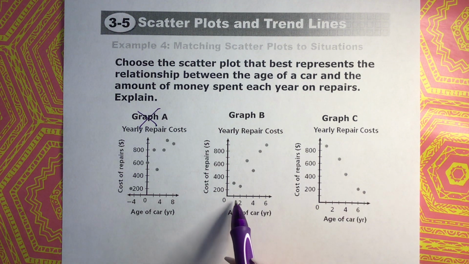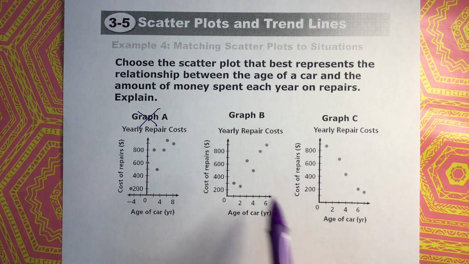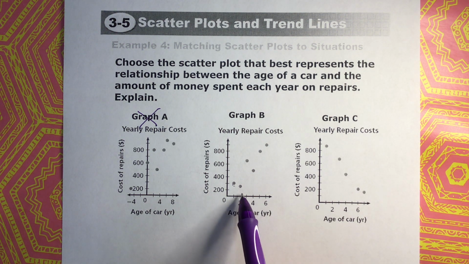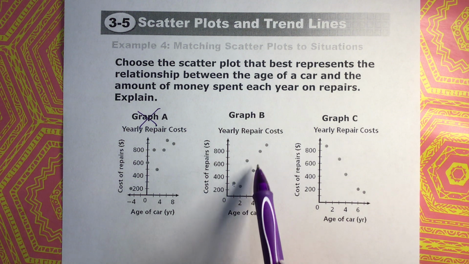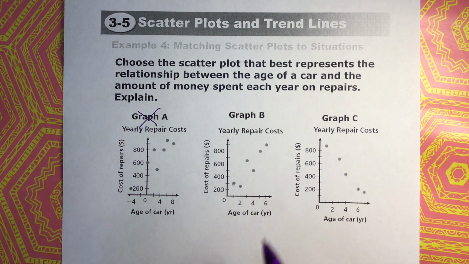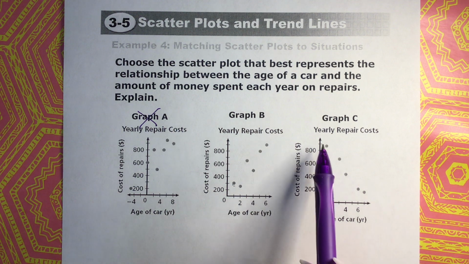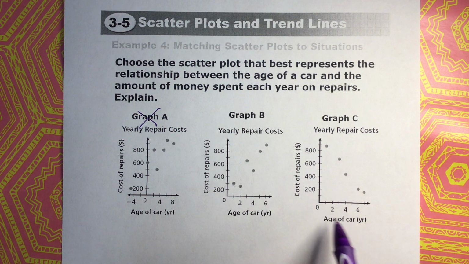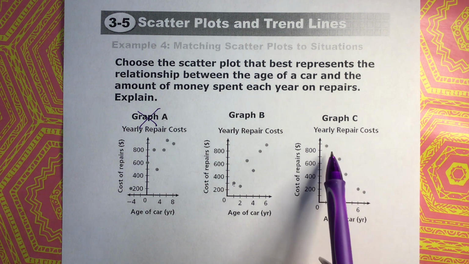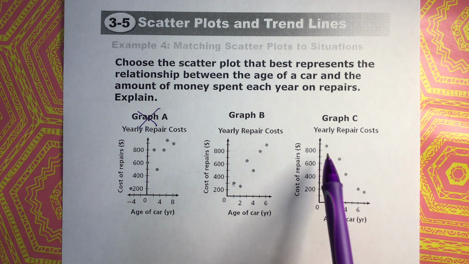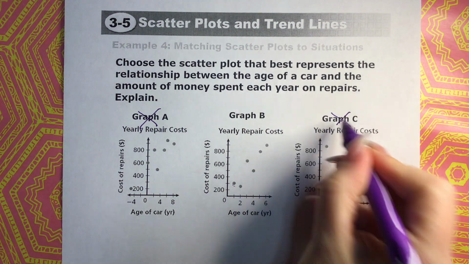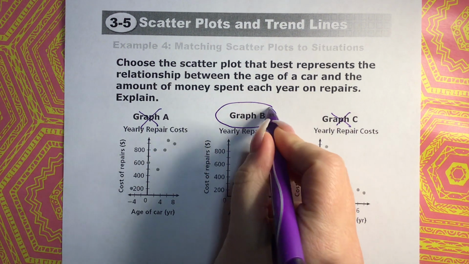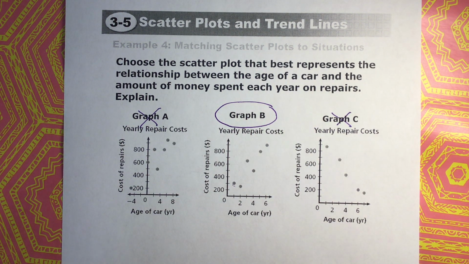So this says when the car is 1 year old, they had a yearly cost of $300. When it was 2, it was a little over 200, maybe for oil or something. And then as the car got older, it seems like the yearly repair cost got more. Okay, what about this? Graph C. It looks like they spent the most when the car was just a year old, and then when it was 7 years old, they hardly spent any. So I think this just doesn't make any sense at all. And so the graph that goes along with this situation would be graph B.